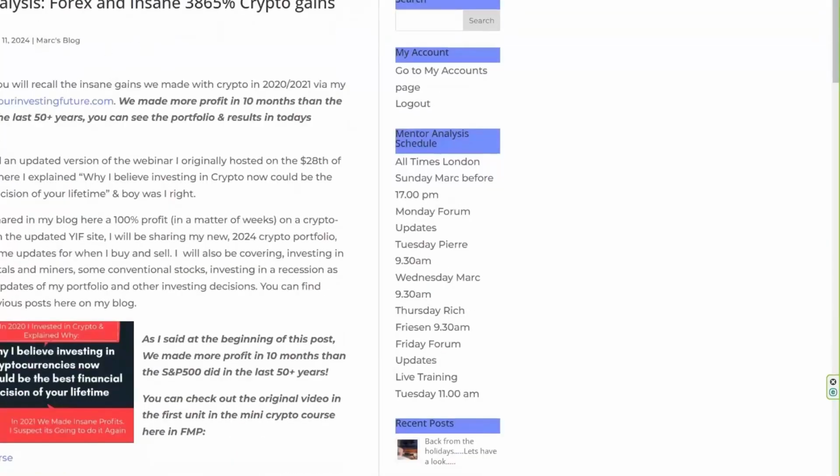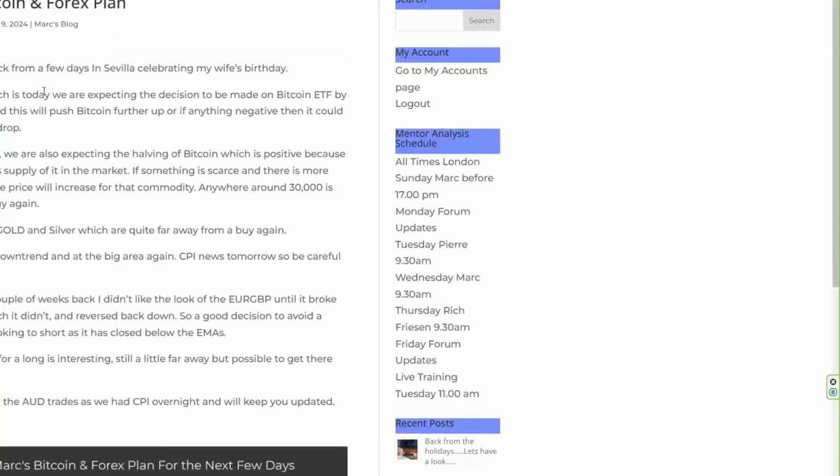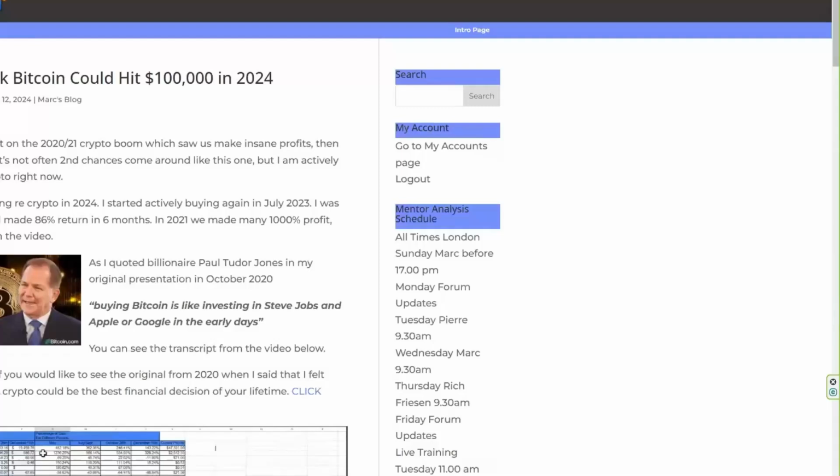So once again, the recurring theme throughout the year, I was explaining many, many times why I was going to focus in 2024 on Bitcoin. And I explained on the 12th of February why I thought Bitcoin could hit 100,000 in 2024. And I said, if you missed out on the boom, then you're in luck. It's not often you get a second chance.